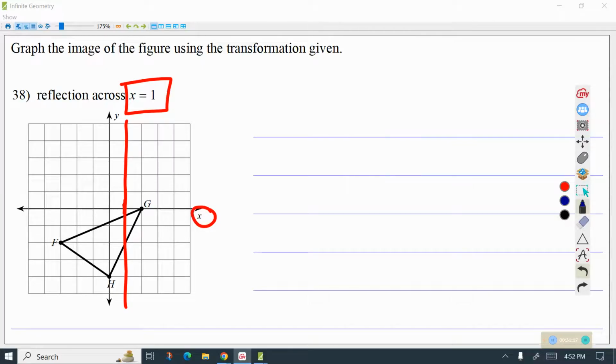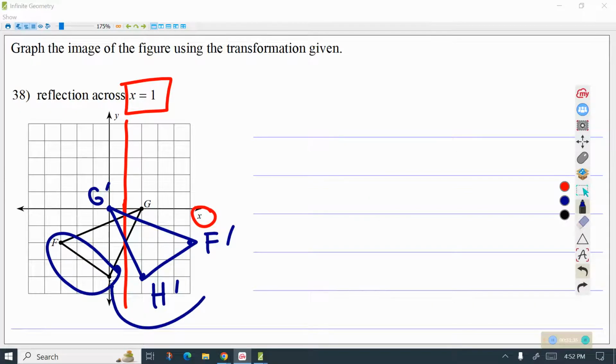G is 1 away from the mirror, so that means G prime is going to be on that side. F is 4 away, so that means F prime will be 4 on this side. And H is 1 away, so H prime will go to the right side of the mirror. Okay, and then connect them. And again, notice that these 2 points move to the other side of the mirror, and this point moves to the other side of the mirror. So everything just has to go to the other side because that's what a reflection is.